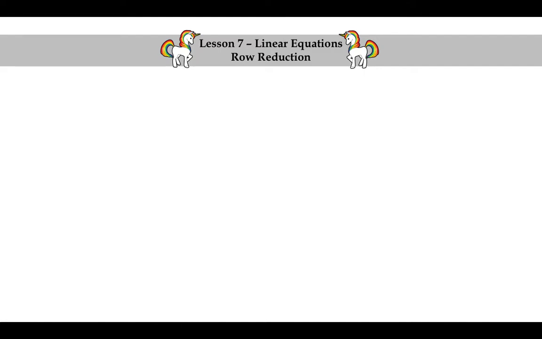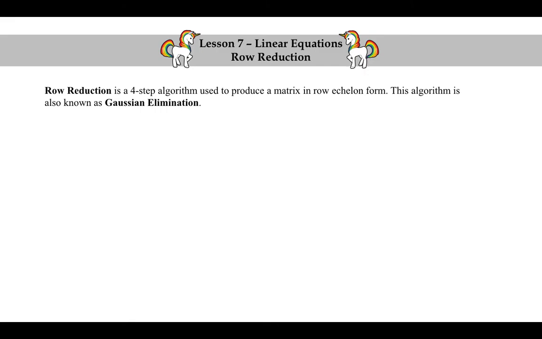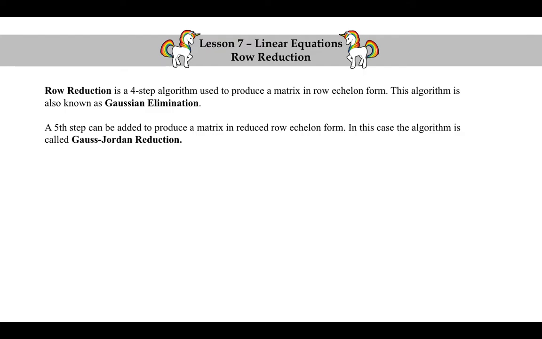Row reduction. Row reduction is a four-step algorithm used to produce a matrix in row echelon form. This algorithm is also known as Gaussian elimination. A fifth step can be added to produce a matrix in reduced row echelon form. In this case, the algorithm is called Gauss-Jordan reduction.